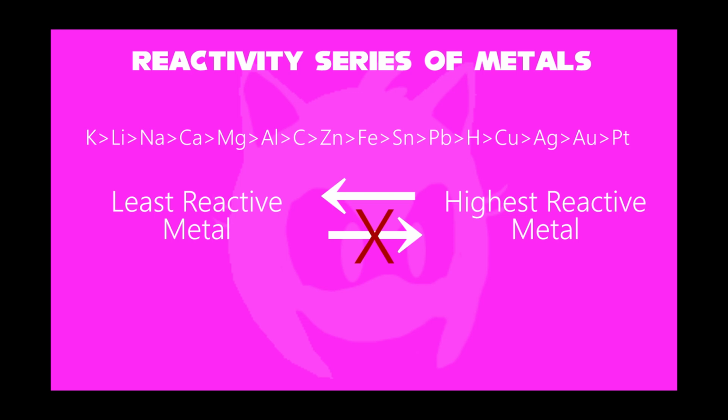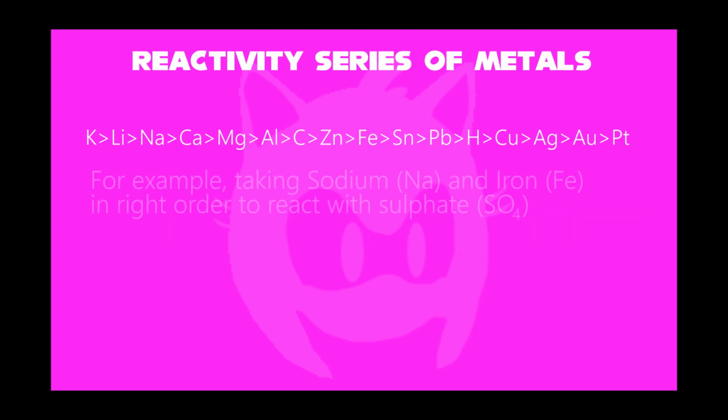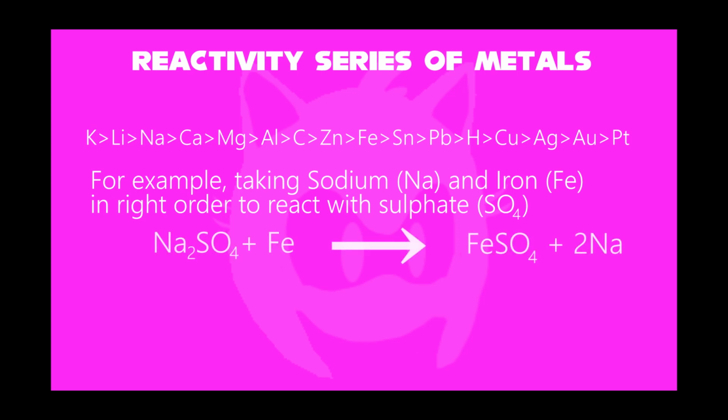No, it's not so. The least reactive metal does not react with the most reactive metal, so we cannot define this reaction. For example, let us take sodium and iron. When we react with sulphate, that is SO4, we write Na2SO4 plus Fe. Note that iron is a less reactive metal, which would form FeSO4 plus Na. We put the number 2 to balance the reaction.